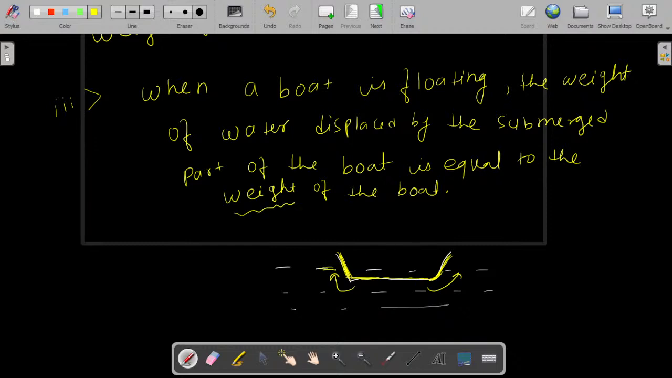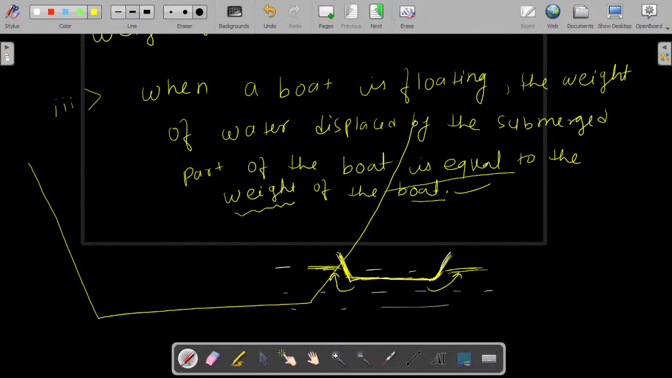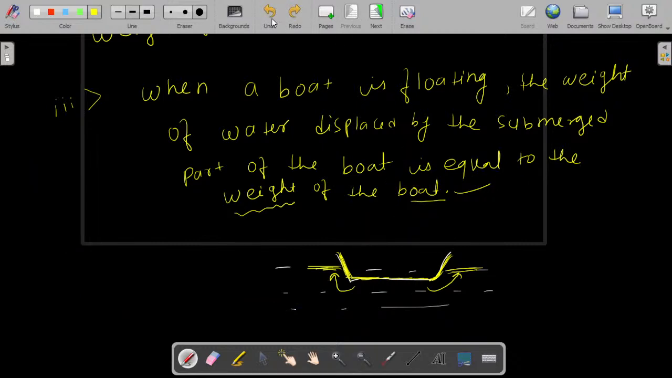That depends on the weight of the boat. If the boat is having more weight, it displaces more water. That's why a boat is made with very large weight, so that it can displace water up to this, and it will go down. More weight, more displacement of water. This is Archimedes principle.